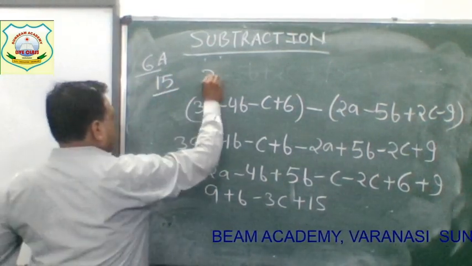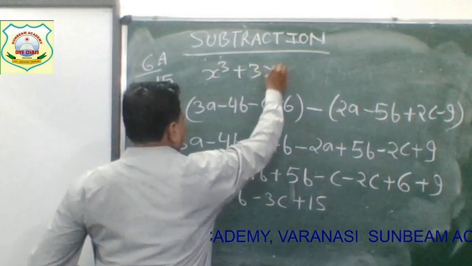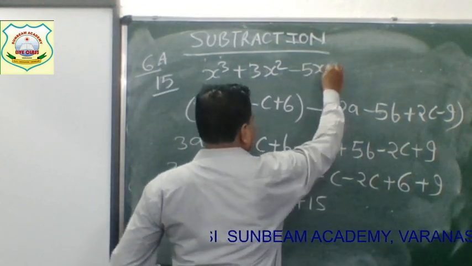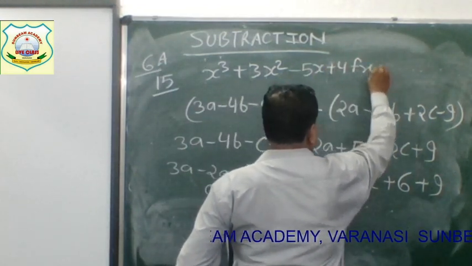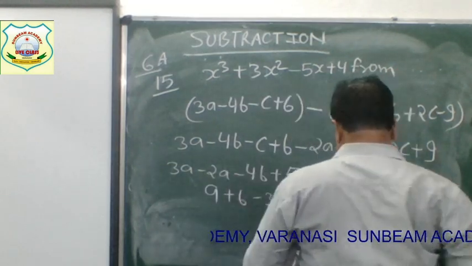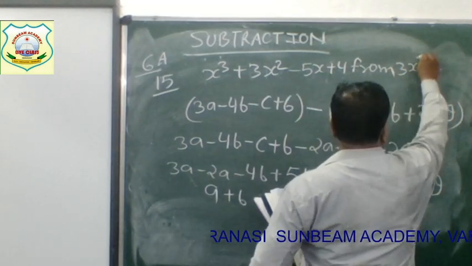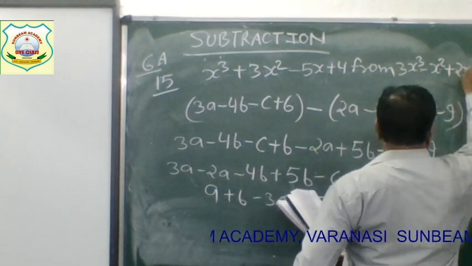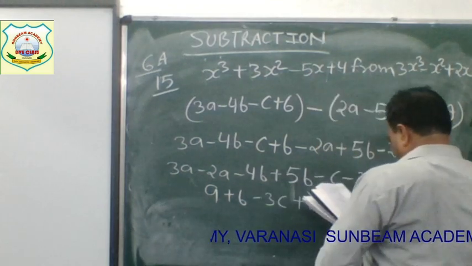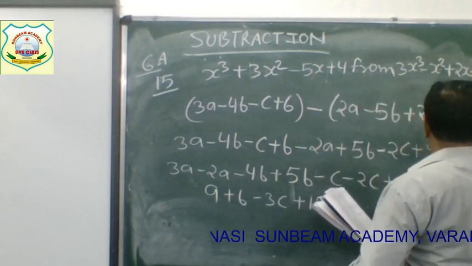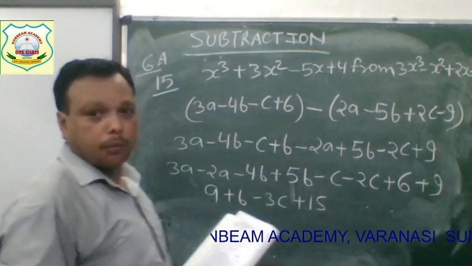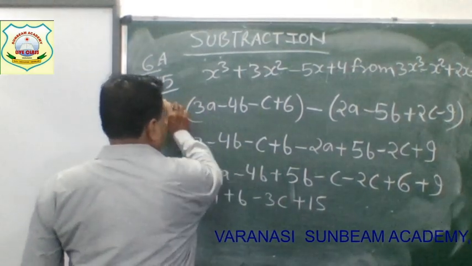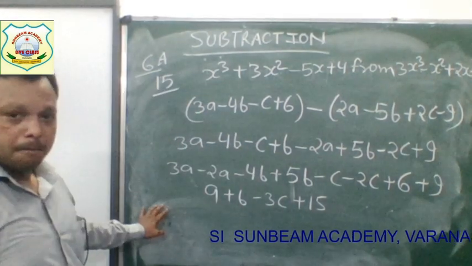x cube plus 3x square minus 5x plus 4 from 3x cube minus x square plus 2x, and last value is given minus 4. Students, you can see from your book, there is given and done everyone.